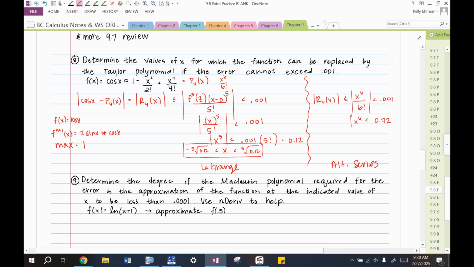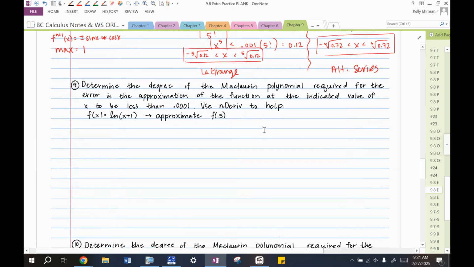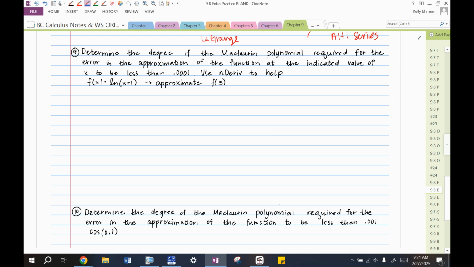And whether or not that's an absolute value, when you take an even root you get your plus or minus. So anything between the negative sixth root of 0.72 and the positive sixth root of 0.72, that's what our alternating series remainder would give us. On an AP test, they would specify whether you're using Lagrange or alternating series. And if they don't say use alternating series, they will lead you into it like they did here. The terms are alternating and going to 0, so then blah, blah, blah. All right, and I will be specific on a test as well.